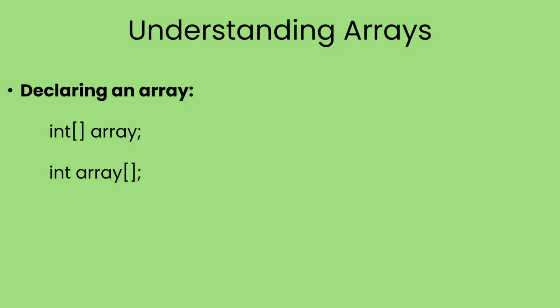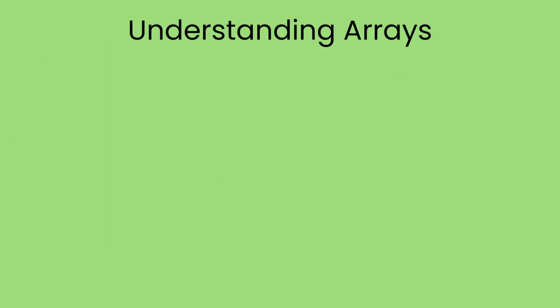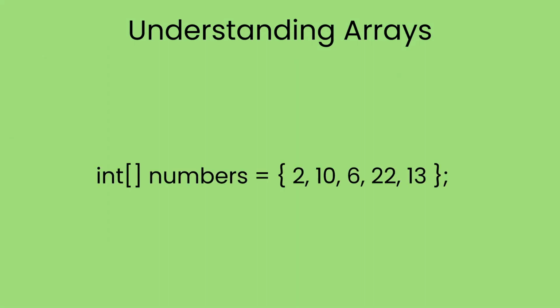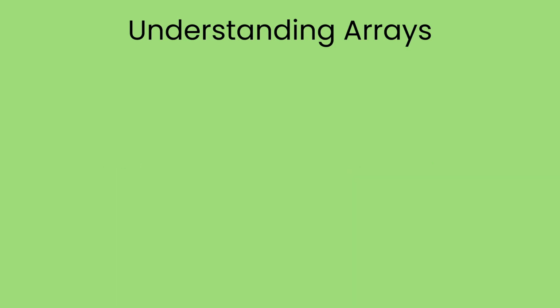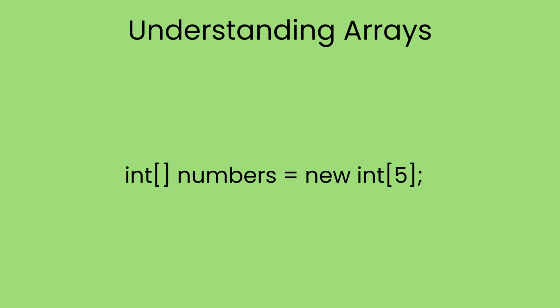After declaring the array, in order to use it, we need to initialize it. One way to initialize the array is the following syntax, where we have an equals sign and the values of the array separated with commas and enclosed in curly braces. In this type of declaration, we do not explicitly set the size of the array, but it still has a fixed size. In another way, we use the new keyword followed by int, square brackets, and the size of the array inside them.